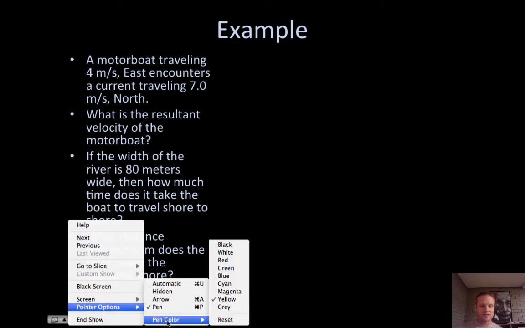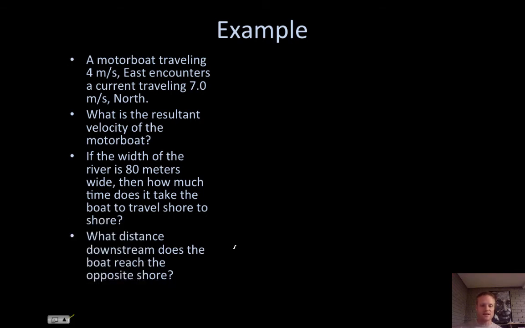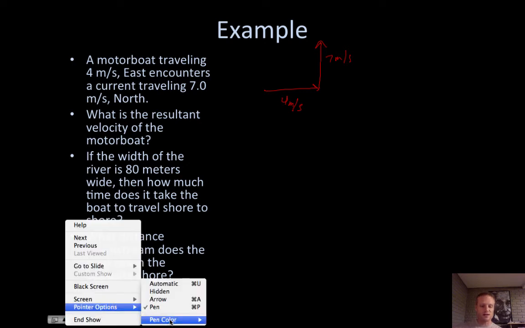Let me change pen colors here. Do some red. Okay, it says a boat traveling 4 meters per second east encounters a current traveling 7 meters per second north. What is the resultant velocity of the boat? All right, let's do that first.